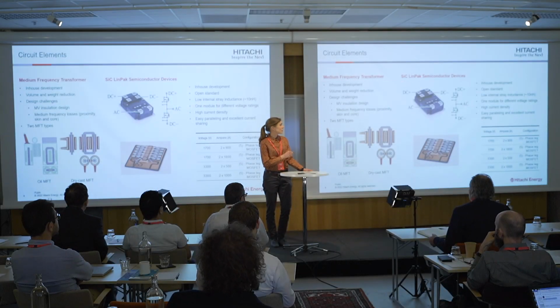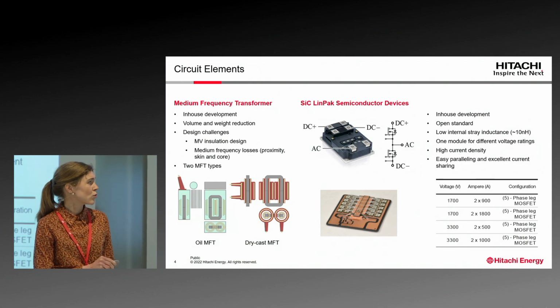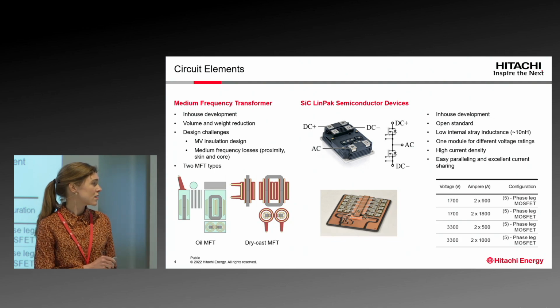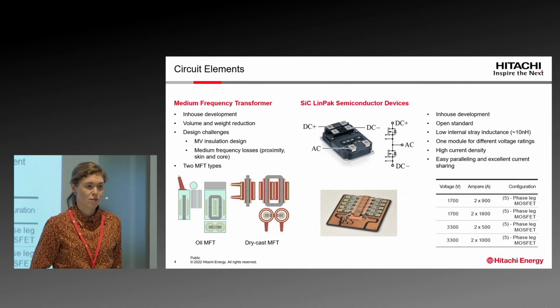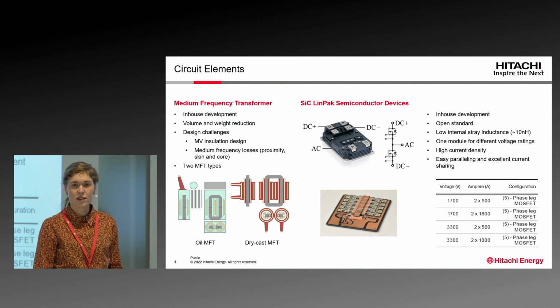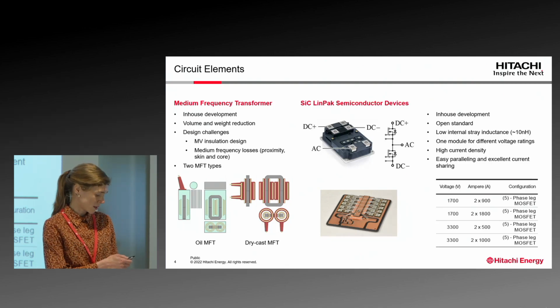Furthermore, we use the SiC LinPak semiconductor devices, also in-house developed in our fab in Lenzburg. That's an open standard. I guess you are very familiar with this type of module. You can see it from other suppliers, with different names. It features low internal stray inductance, so it's made for silicon carbide, with high current densities, and Hitachi Energy offers this device in 2 voltage classes, 1.7 and 3.3 kV. Those are also the 2 that we used in our setup.